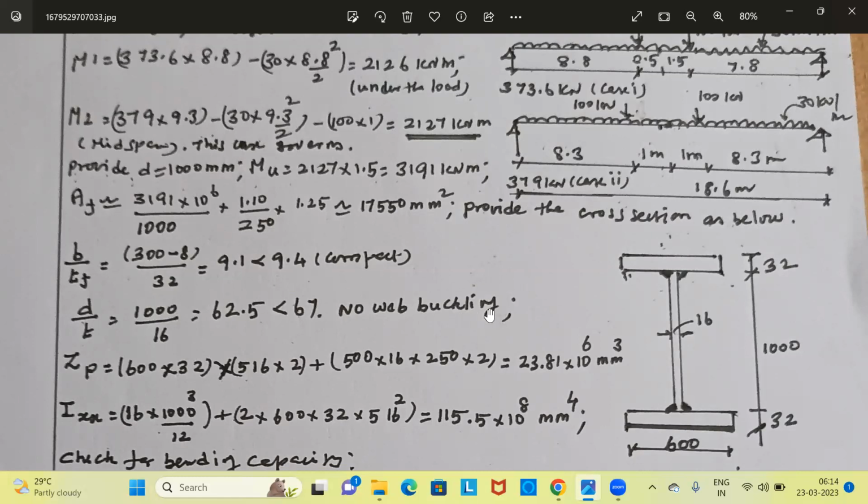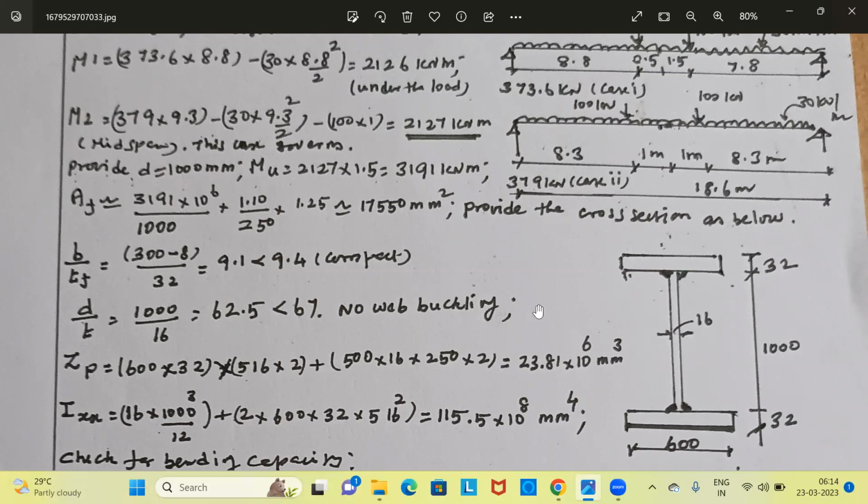Now let us calculate the properties of the section: ZP, the plastic modulus of the section. This is the sigma of A into Y bar. The flange area you take 600 into 32 mm. This is one flange area. You have to take the moment about the neutral axis, here at the mid depth of the section.